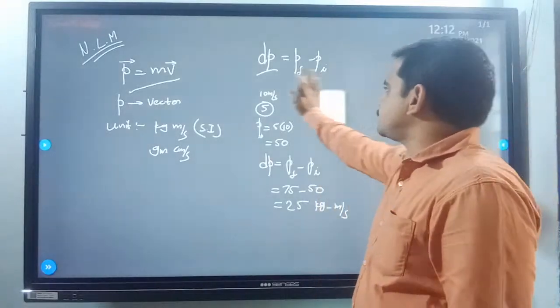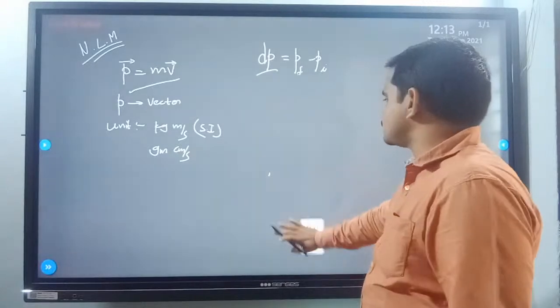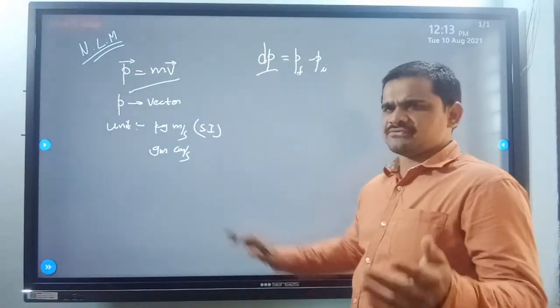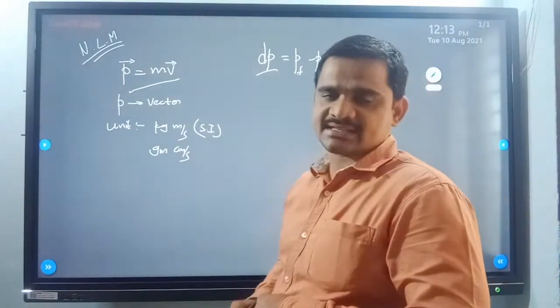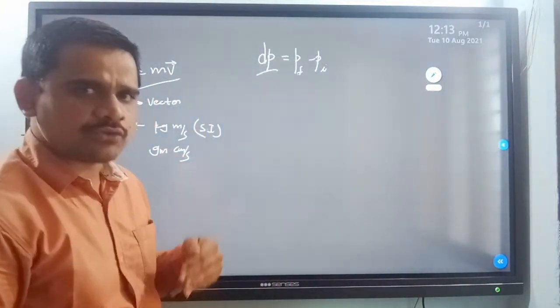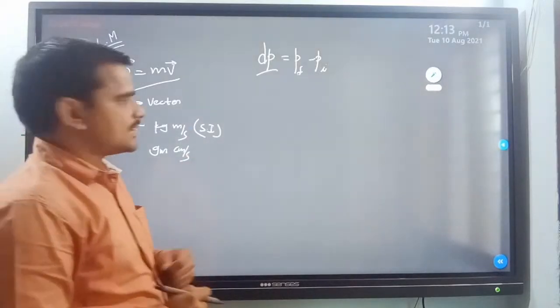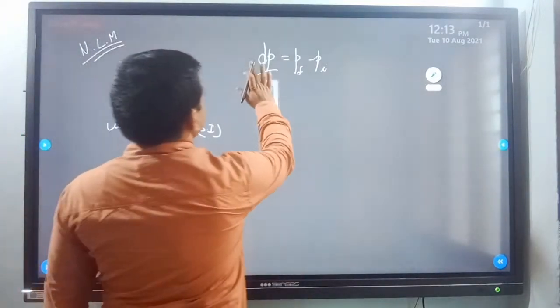While explaining some concepts, I'm trying to solve some problems here, which are possible. Easy models, very easy models, I'm commonly discussing here. Many of you have to get how to solve these problems first of all. So this is the change in linear momentum.